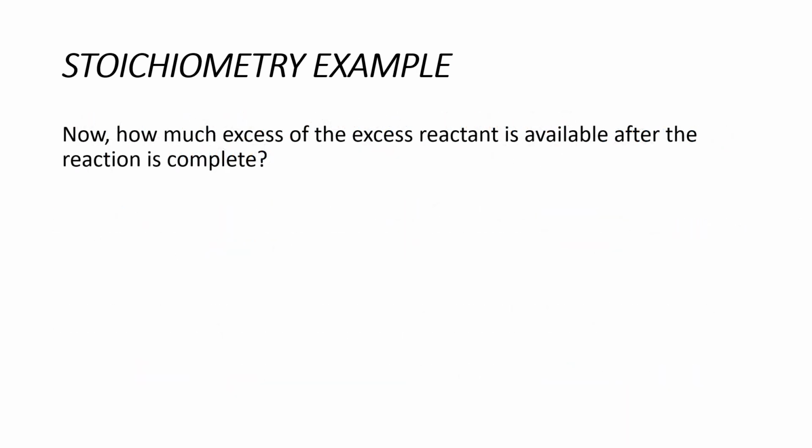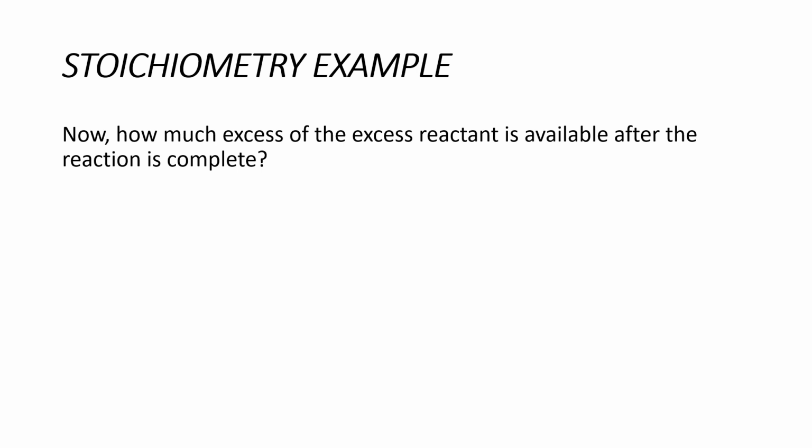Now, that excess reactant, you may be wondering what the excess is. Because the limiting reactant basically limits the amount of H2O that can be produced, but we still have that excess reactant. Now, how much excess is available after the reaction completes? Because hydrogen gas is the limiting reactant, it's all used up, but we still have a little bit of oxygen gas that hasn't gone to reaction yet. That is the excess.